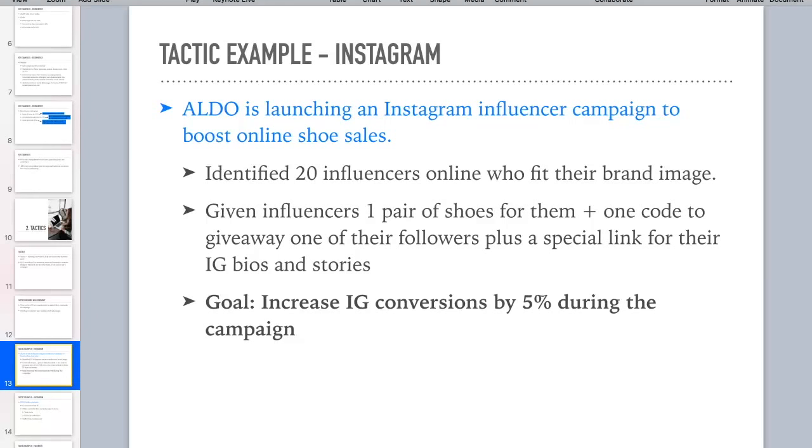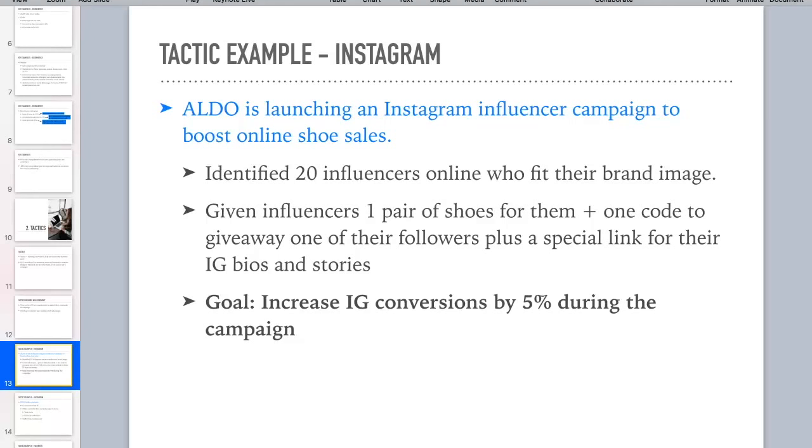They've given influencers one pair of shoes as a thank you for being a part of the campaign, plus a code to give away to one of their followers, so they can host a contest and the follower will get this special code to get their own free pair of shoes, and they'll get a special link for their Instagram bios and their stories. The goal is to increase the Instagram conversions by 5% during the campaign.